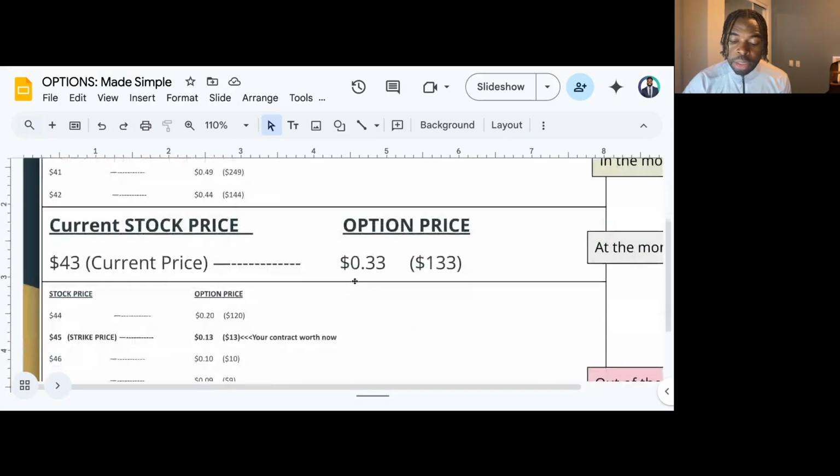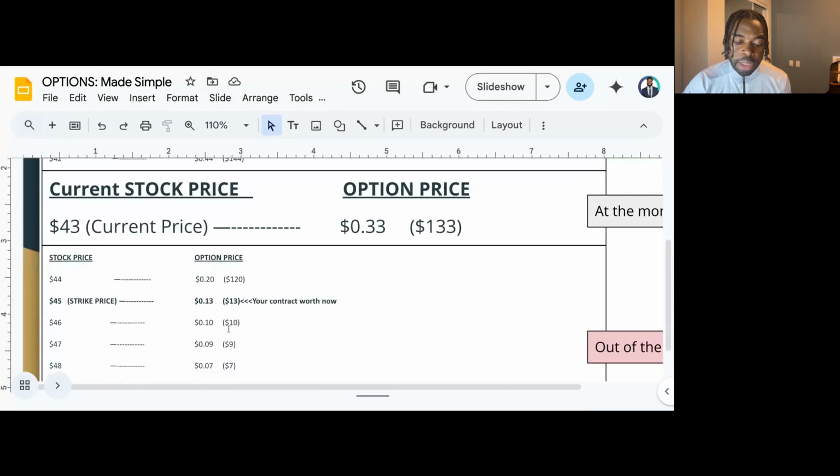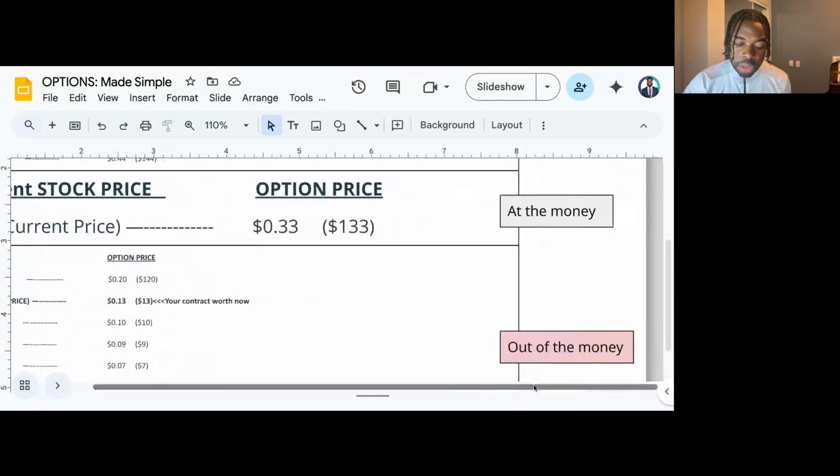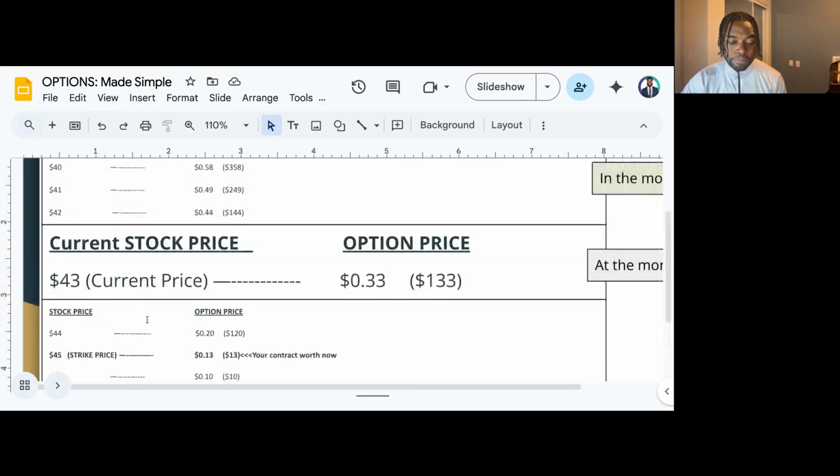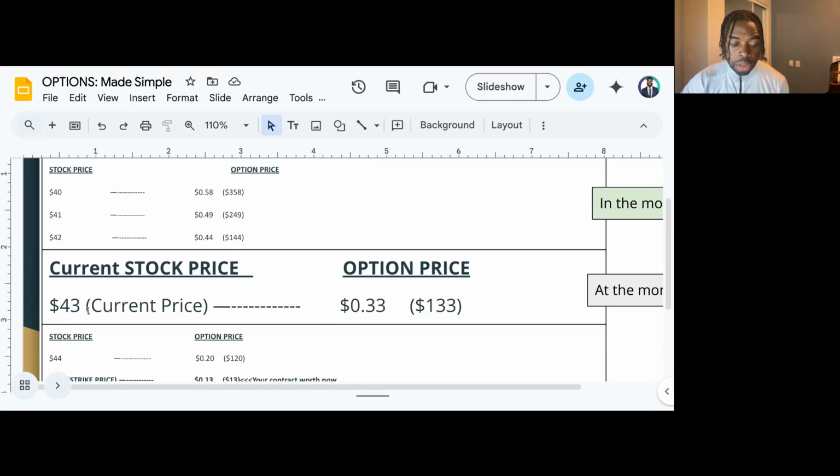Okay, what are they more expensive than? They're more expensive than out of the money. So these are out of the money. If we're getting calls, these are out of the money. Why? Because the stock price here is $44, $45, $46, $47, and these are the contract prices associated with these strikes. So again, the current price is $43. We have not gotten to 44. We haven't gotten to 45.